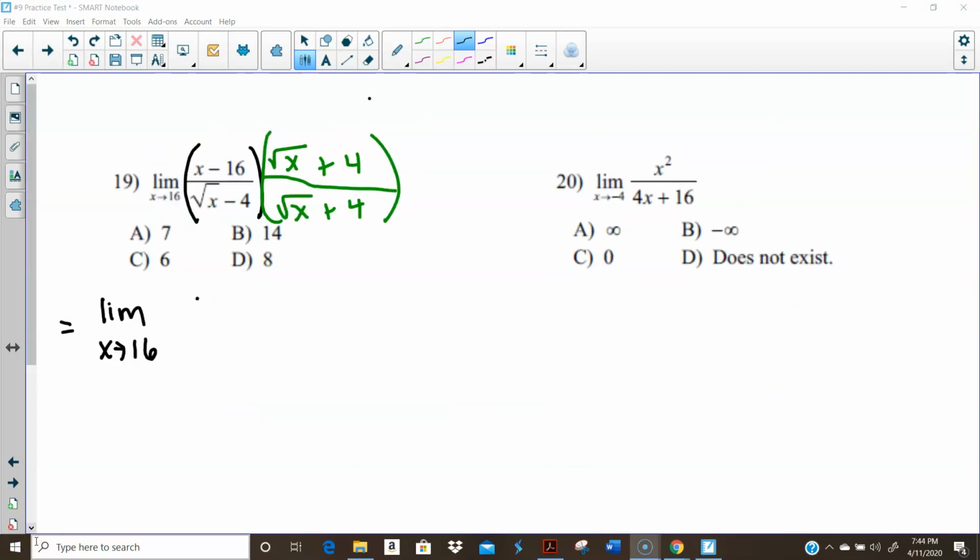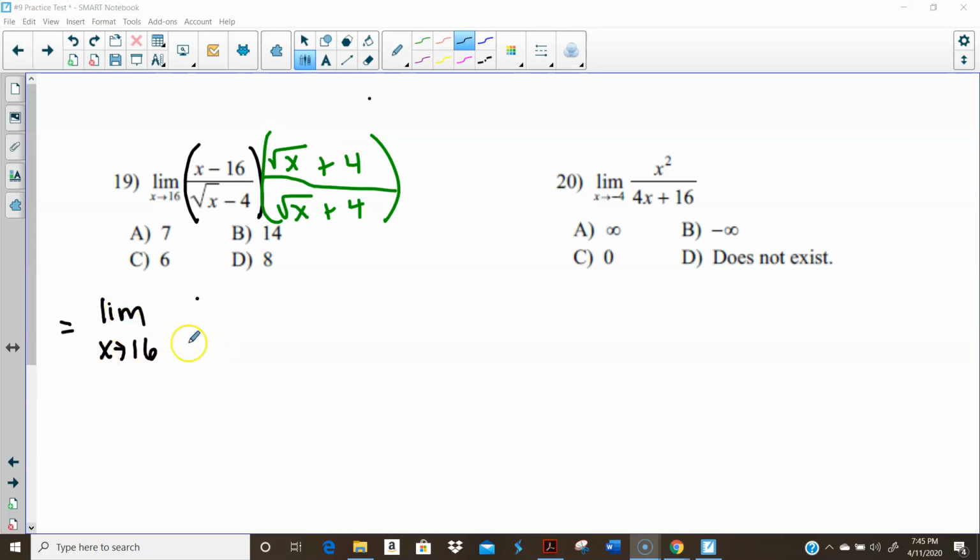So in this problem, you can't directly substitute 16 because you're going to get the square root of 4 subtract 4, which is 0 in the bottom of a fraction. So you can see I'm multiplying the top and bottom by the conjugate, which is the square root of x plus 4 over the square root of x plus 4.